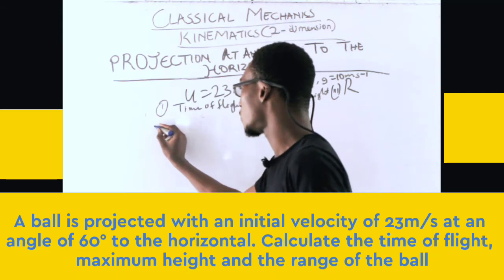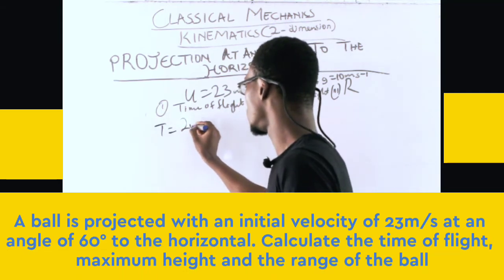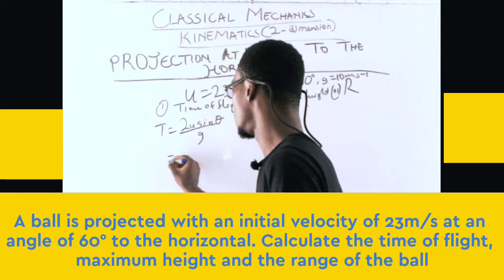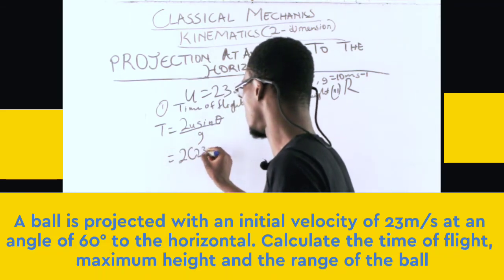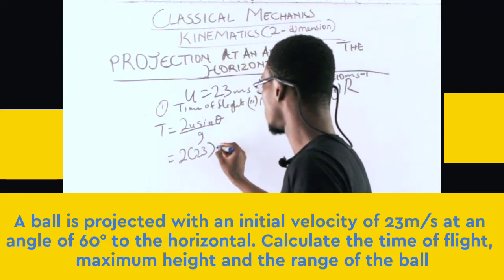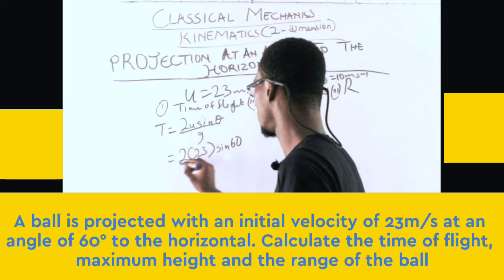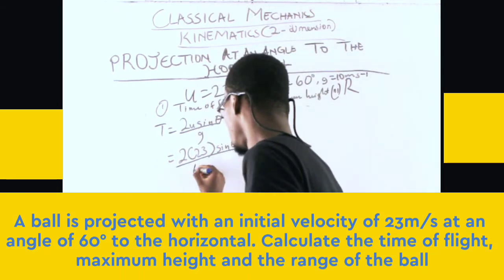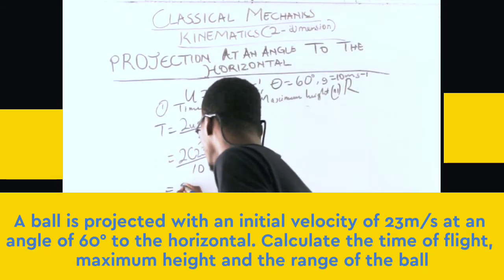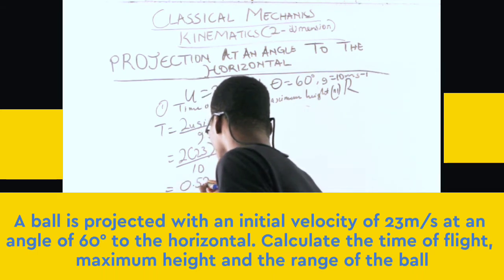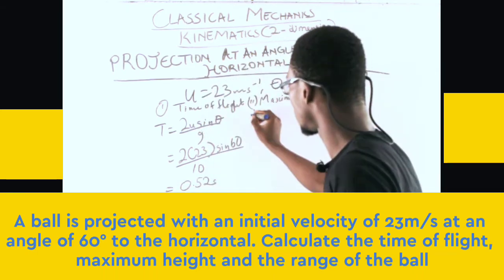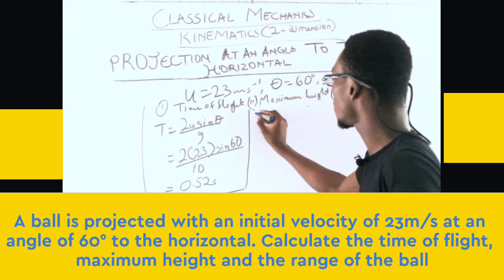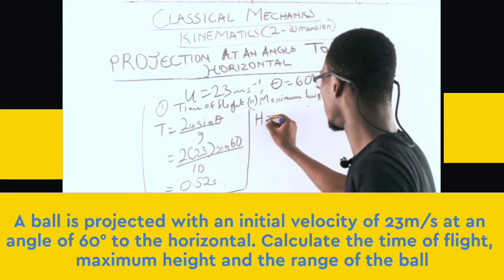So for the time of flight, we know that t is 2u sine theta over g. So that will be 2 into 23 sine 60 over g. Let's take our g as 10. When you put this into your calculator, you should have 0.52 seconds.